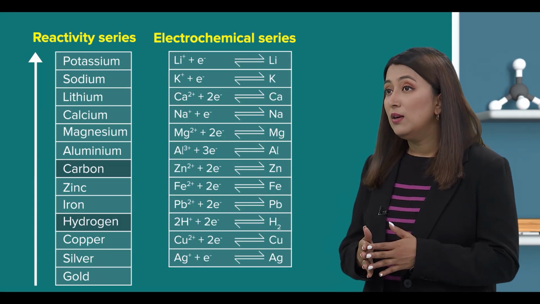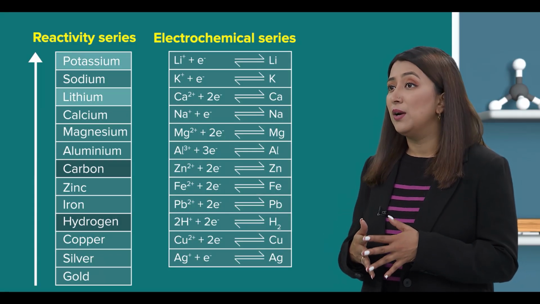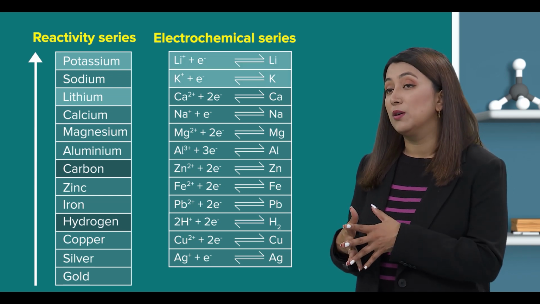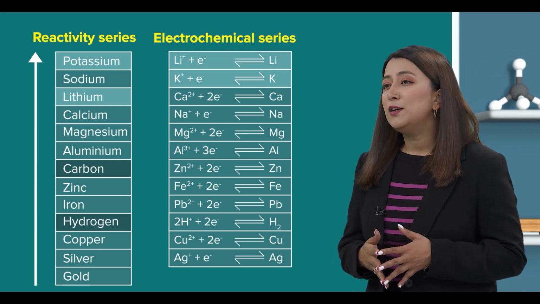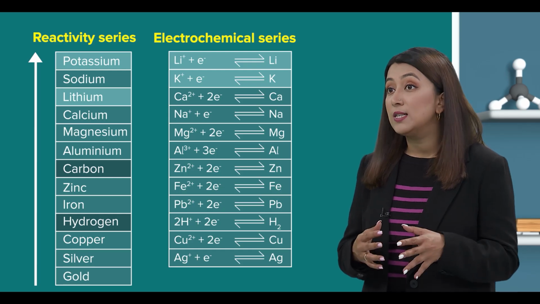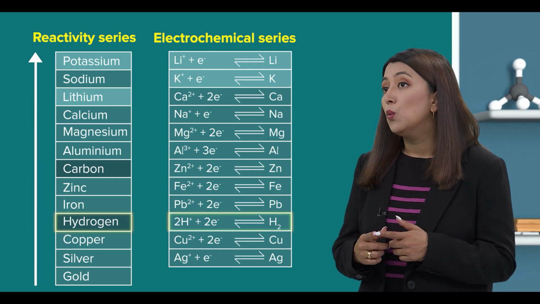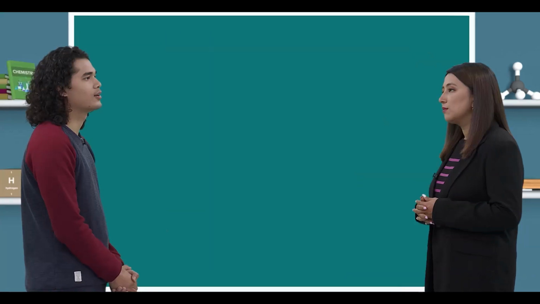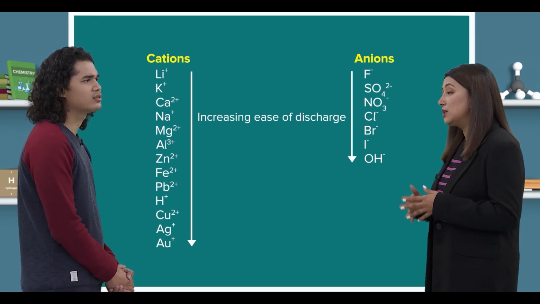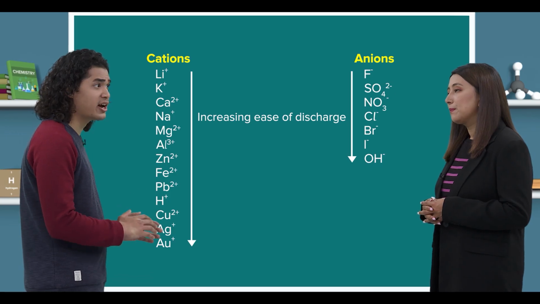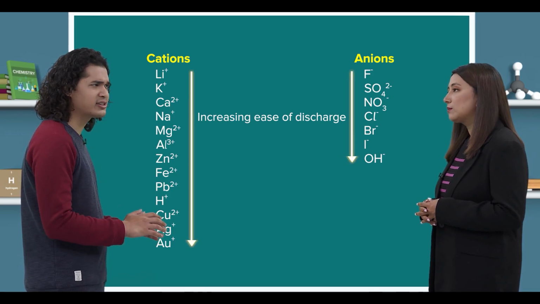Correct. However, there are slight differences in the arrangement of the metals in the reactivity series and the electrochemical series. But you can still use the reactivity series to predict whether the hydrogen ion or metal ion in the solution will get reduced at the cathode. I see. Then teacher, what about anions? For that, you can simply refer to the discharge series for anions. That means the ease of discharge of cations and anions increases down the series.